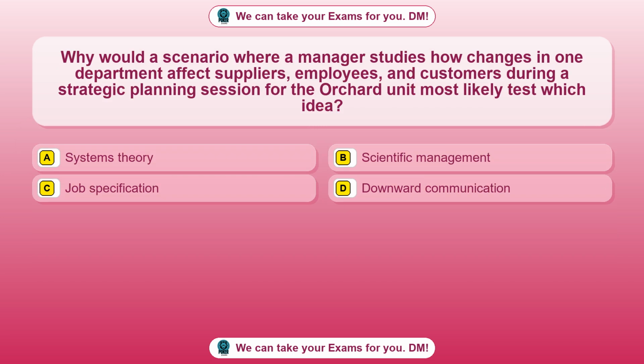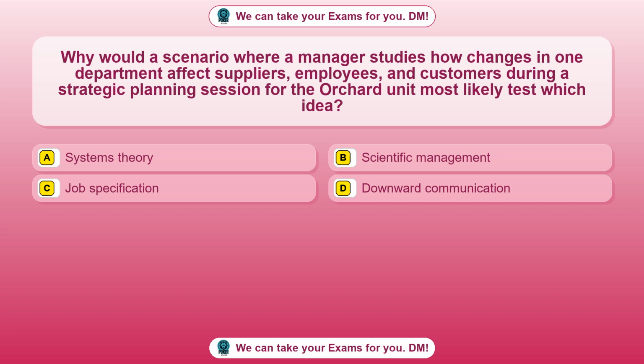Question 8. Why would a scenario where a manager studies how changes in one department affect suppliers, employees, and customers during a strategic planning session for the orchard unit most likely test which idea? Option A, systems theory. Option B, scientific management. Option C, job specification.